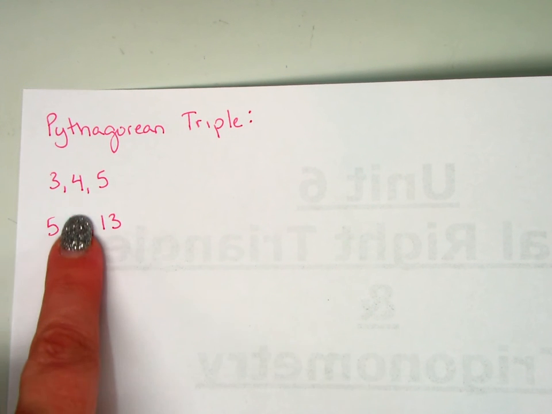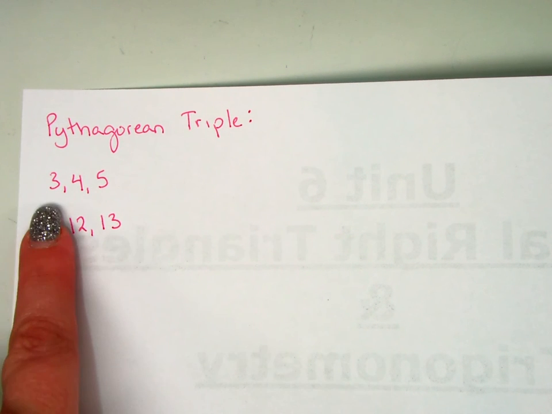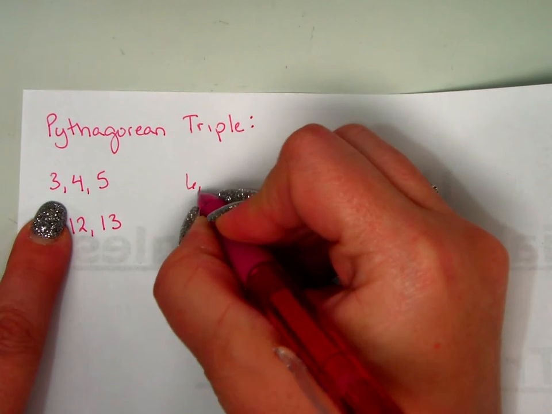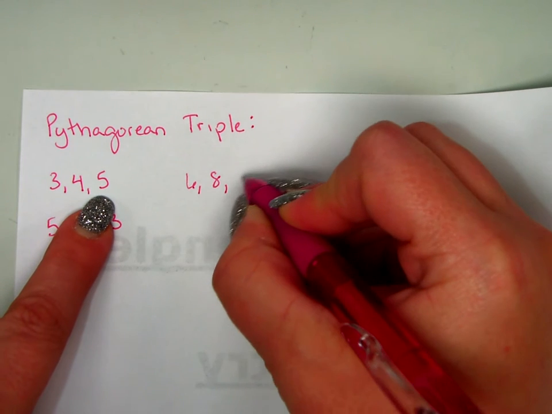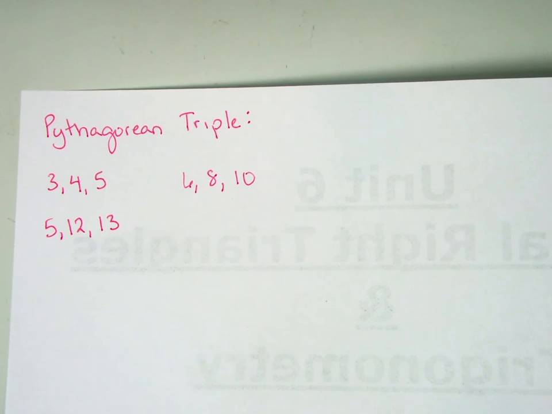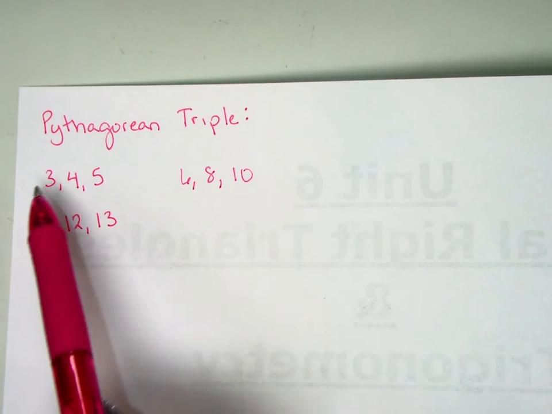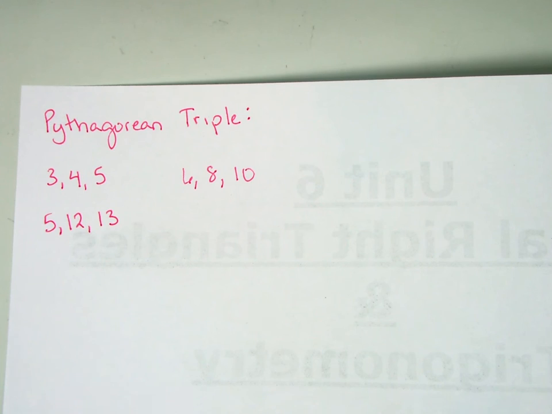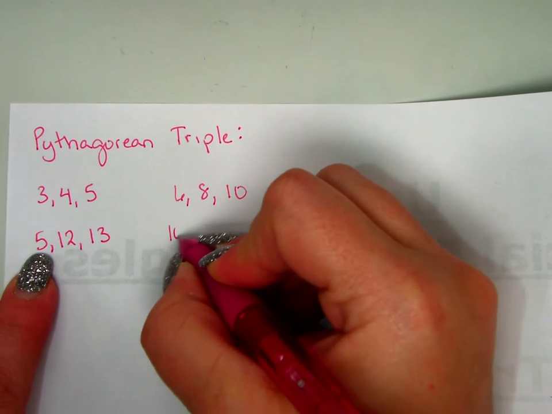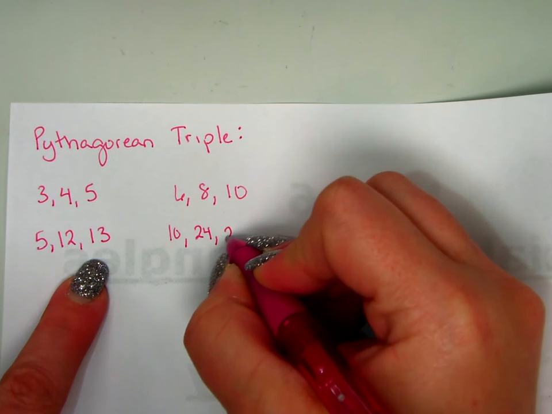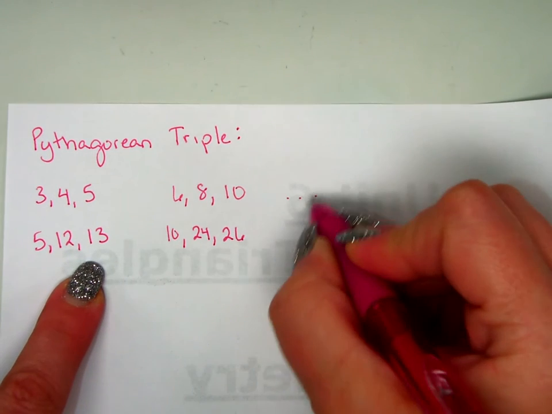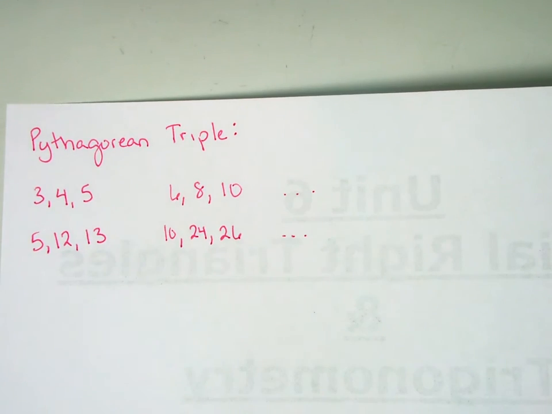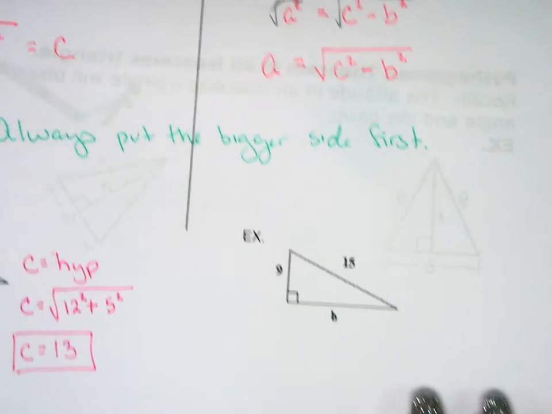Okay? What's also neat is every multiple of these Pythagorean triples works as well. So if I do 3 times 2, and 4 times 2, and 5 times 2, 6, 8, and 10 will also work in the Pythagorean theorem. I could do 3 times 3, 4 times 3, 5 times 3. I could multiply all of these by 3 and get 9, 12, 15. That would also work. So you could infinitely keep multiplying and find Pythagorean triples. Okay? Same here, I could do 10, 24, and 26. Right? And you could keep going. Okay? All right. So let's look at this next one.